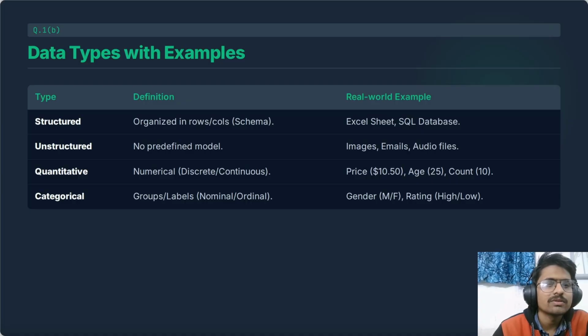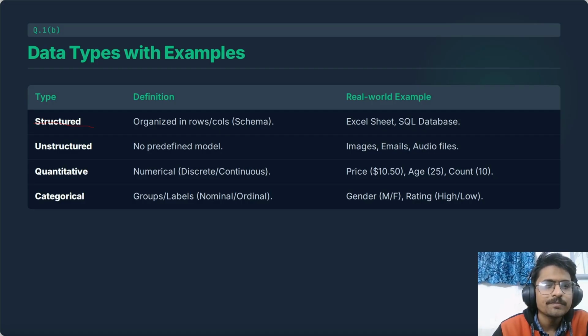So the second part of our first question is data types with example. First is structured. Structured data is organized in row, column, schema, and a real world example is Excel sheet, SQL databases. Second is unstructured, with no predefined model. Real world examples are images, emails, audio files.